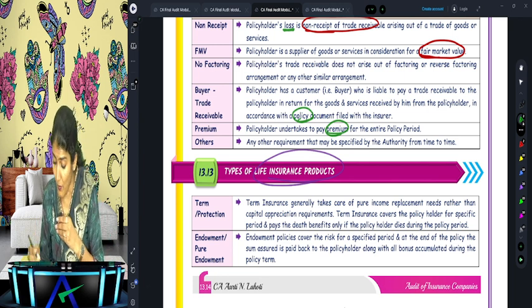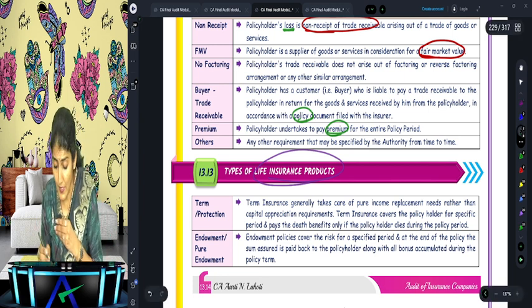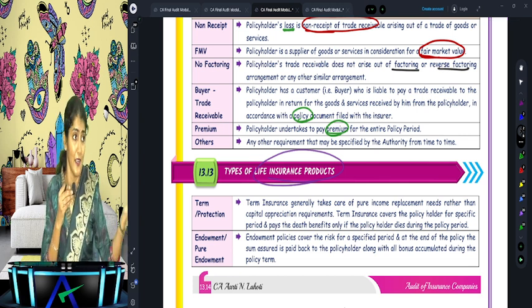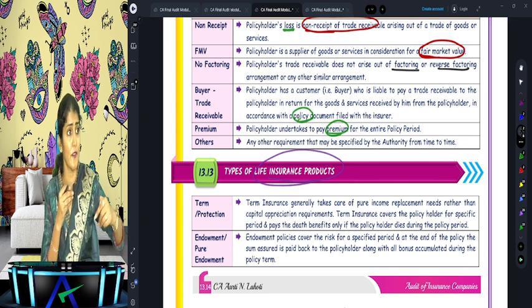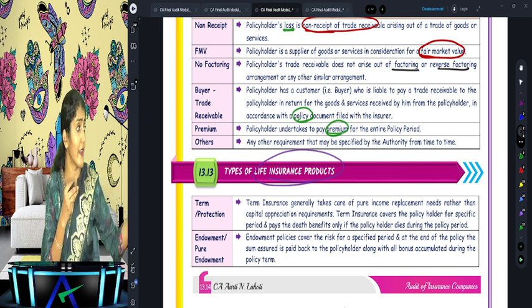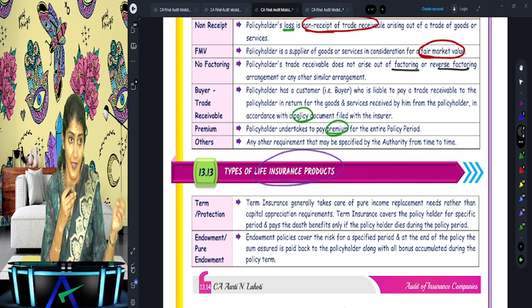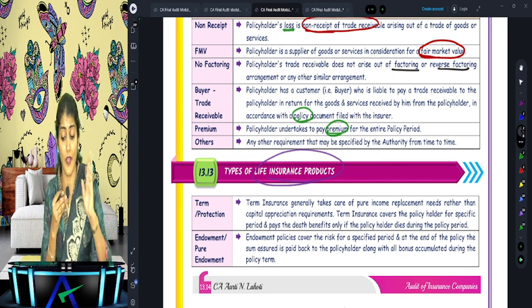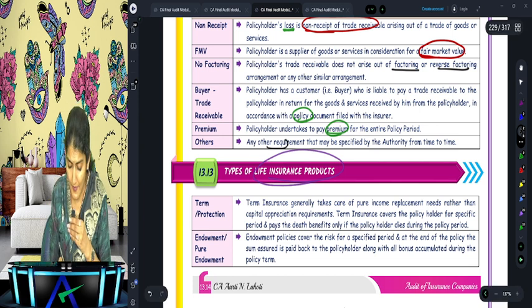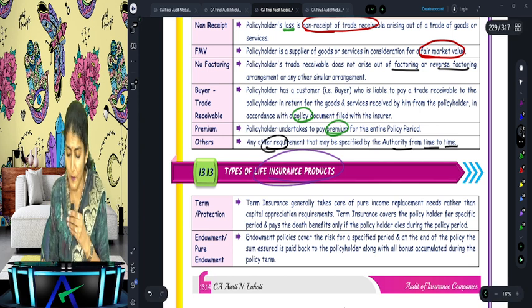This policy holder's trade receivable does not arise out of the factoring or the reverse factoring. So you go for one of it now. Either you get a trade credit insurance or you get the factoring done. You cannot get factoring done and also get trade credit insurance. You understand that? Either one of the two. And any other requirement as may be specified by the authority from time to time.